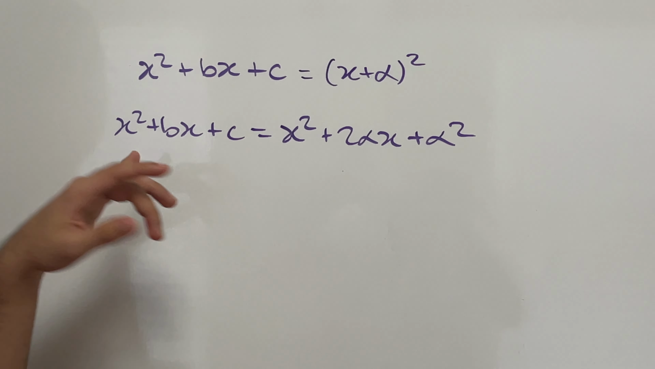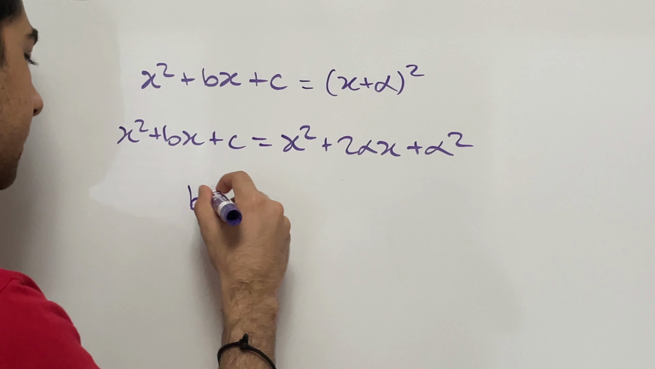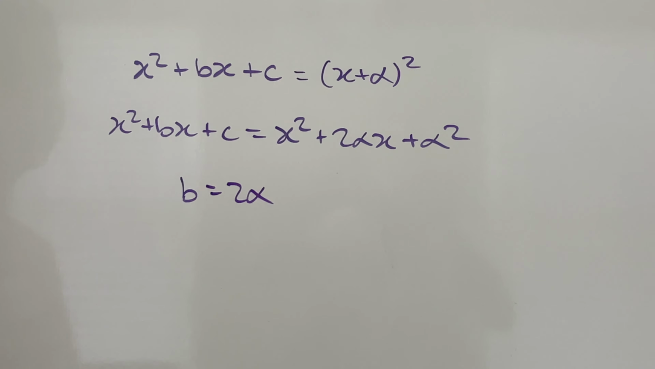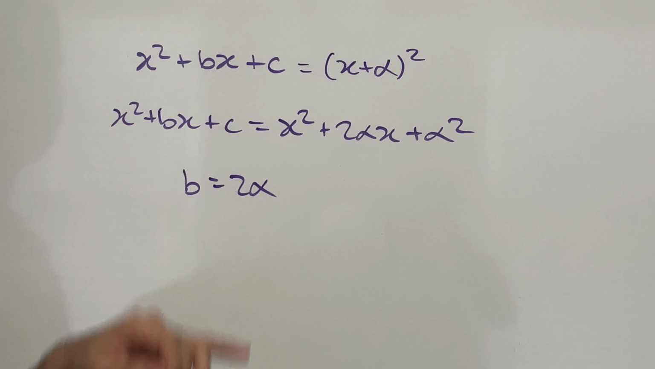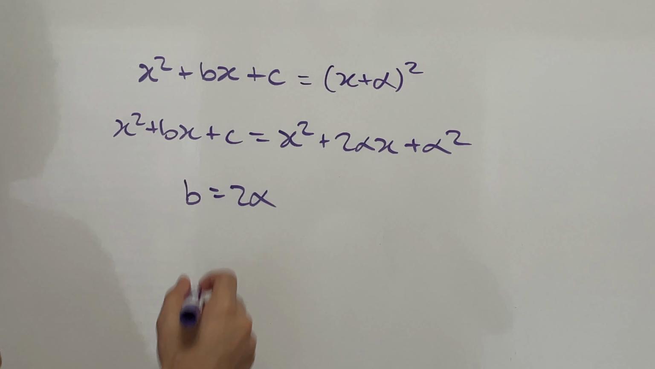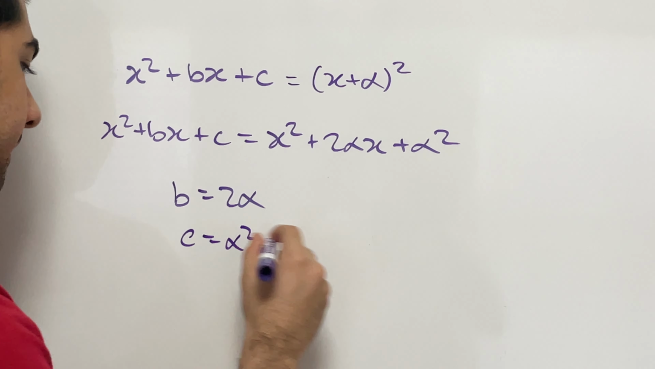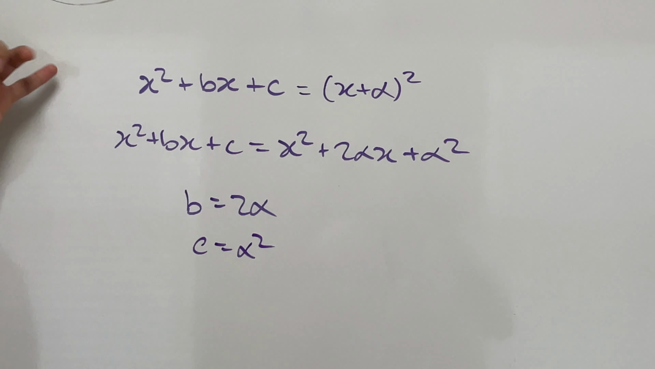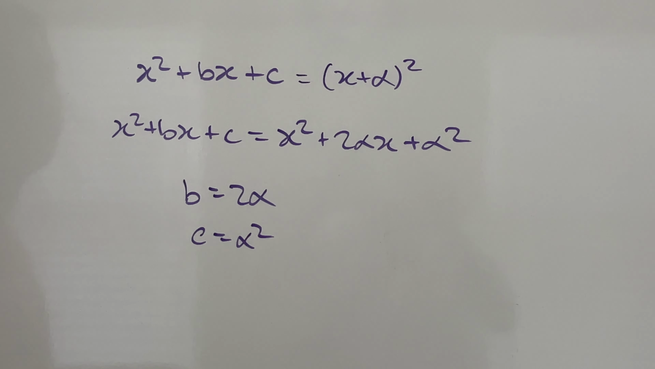Middle term, alright. Compare coefficients. I think we can say that b is equal to 2 alpha. Alright, that's something we can say. b is equal to 2 alpha, right? Let's see, look at constant terms. c and alpha squared. I think we can also say that c is equal to alpha squared. Alright, so this is true, means these two equations have to be true.